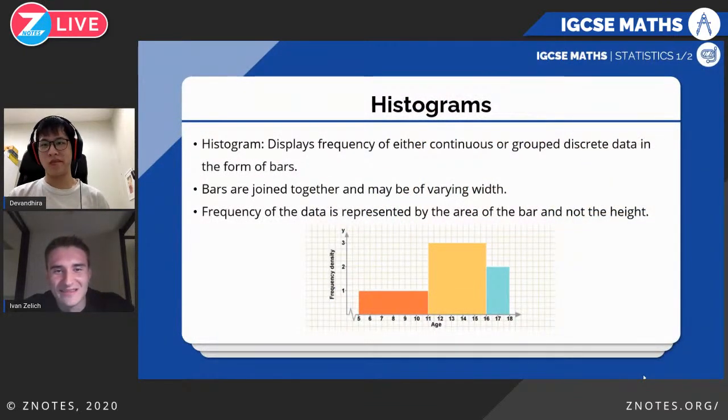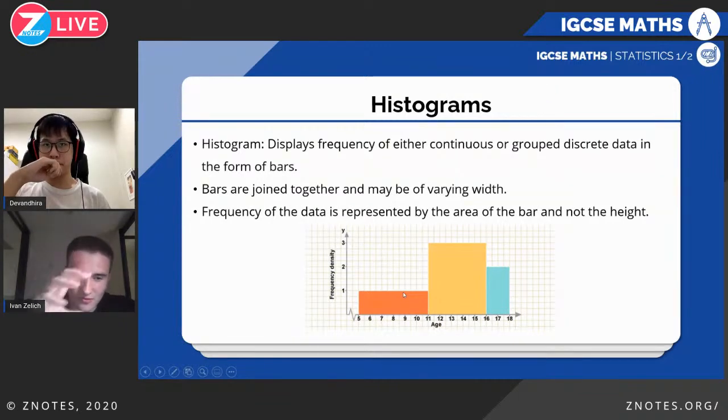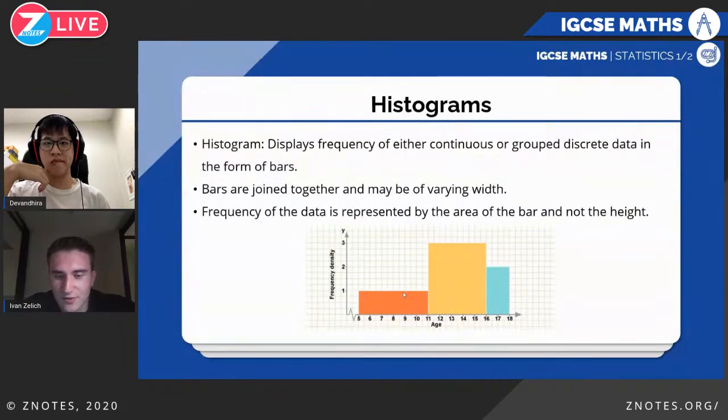Okay, so histograms. Histograms display the frequency of either continuous or grouped discrete data in the form of bars. One important thing to note is that the frequency of the data is not the y-axis. It's rather the area of the rectangles, or if it's continuous, the area under a curve. The bars are joined together and they can vary in width and height, but the height does not give frequency, it gives frequency density.